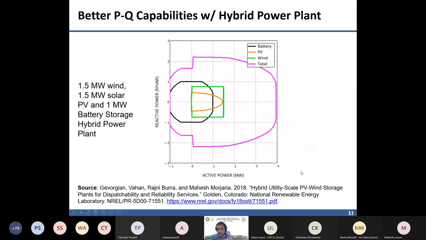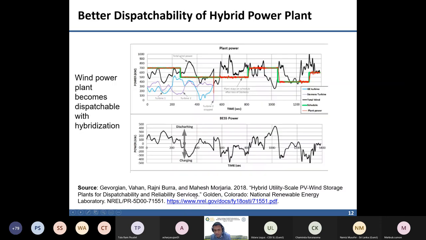And what they found as a result of this hybridization was that if they had used any of the plant by itself, whether it's PV, whether it's battery or wind, the capability curve, that is how much real and reactive power that you can provide in normal times, was much lesser than what you would get from the plant as a whole. So obviously your real and reactive power capabilities improve as a result of hybridization. And what that does to you is it provides you the opportunity to dispatch the plant better.